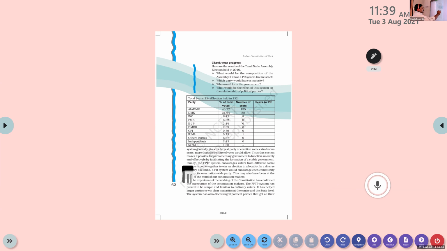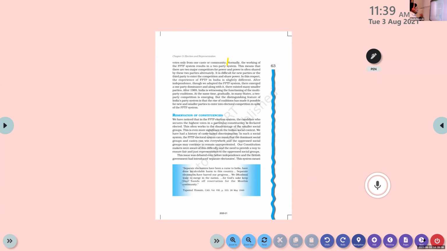Next one. This is a homework for you people. Please mark it. Next one. Normally, the working of the FPTP system results in a two-party system. So basically, the FPTP system will function properly with a two-party system. This means that there are two major competitors for power, and power is often shared by these two parties alternately. It is difficult for new parties or a third party to enter the competition and share power.